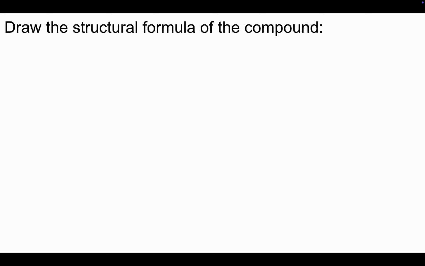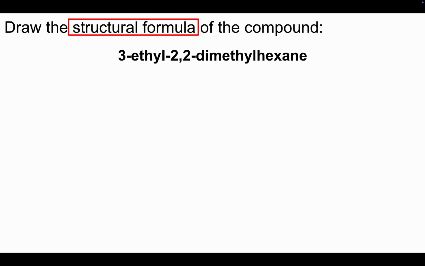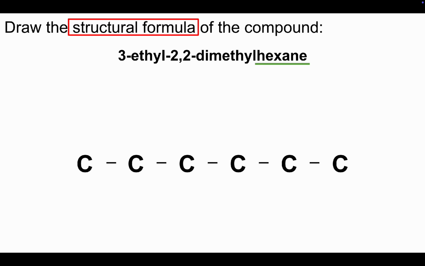Let's start. Draw the structural formula of the compound 3-ethyl-2,2-dimethylhexane. Now take note, you are asked to do the structural formula of the compound, so you need to show the carbon atoms and the hydrogen atoms. You start with drawing the parent chain. So you have hexane, which is 6, right? So you draw 6 carbon atoms and then join them with a single bond. Now the correct way of drawing it is like this. If you remember, we talked about the carbons having 109.5 degrees, so it should be like this. But to make it easier and for convention, we just use the straight line.